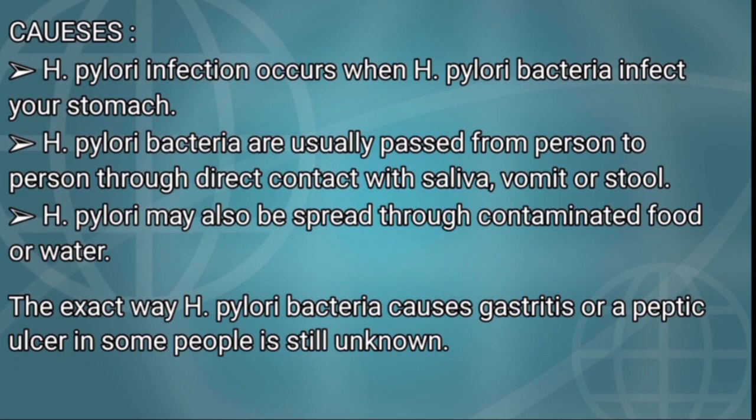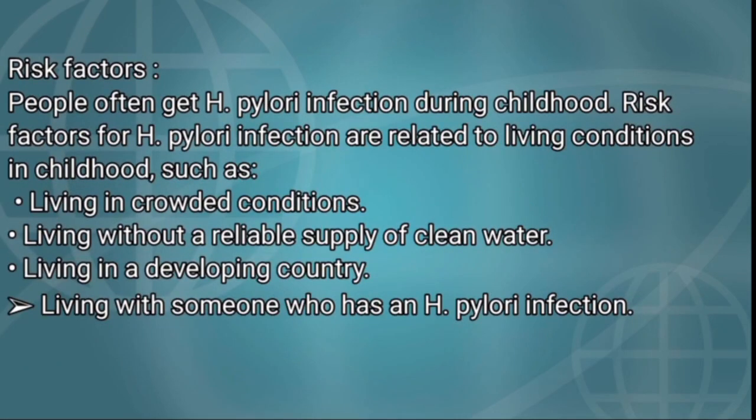Causes. Helicobacter pylori infection occurs when Helicobacter pylori bacteria infect your stomach. Bacteria are usually passed from person to person through direct contact with saliva, vomit or stool. Helicobacter pylori may also be spread through contaminated food or water. It may cause gastritis and peptic ulcer. Risk factors. Helicobacter pylori often infects in childhood. Risk factors include living in crowded conditions, living without a reliable supply of clean water, living in a developing country, and living with someone who has a Helicobacter pylori infection.